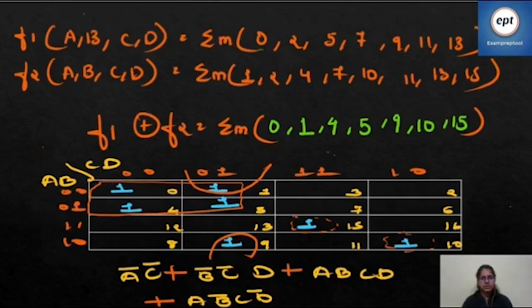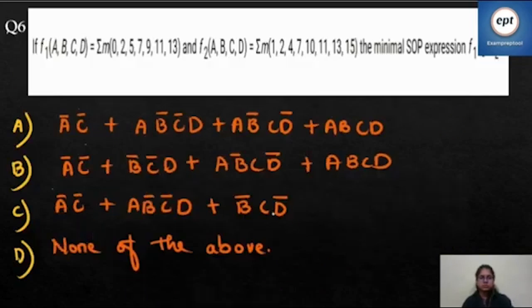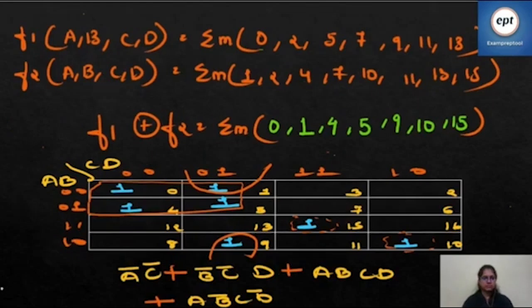So let's check according to the options which is the correct answer. According to the options, B is correct. So B is correct. So what learning did you get from this question?